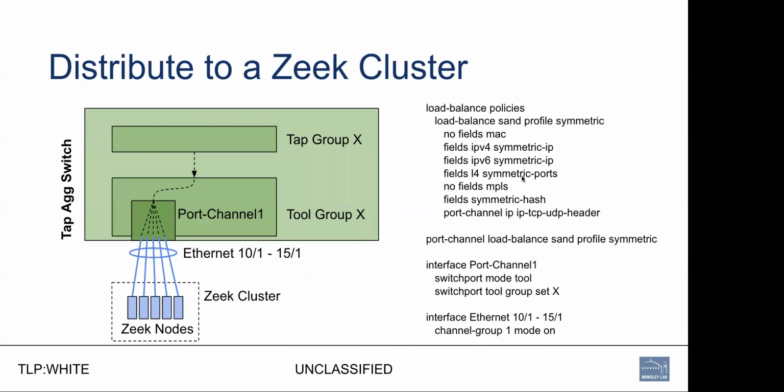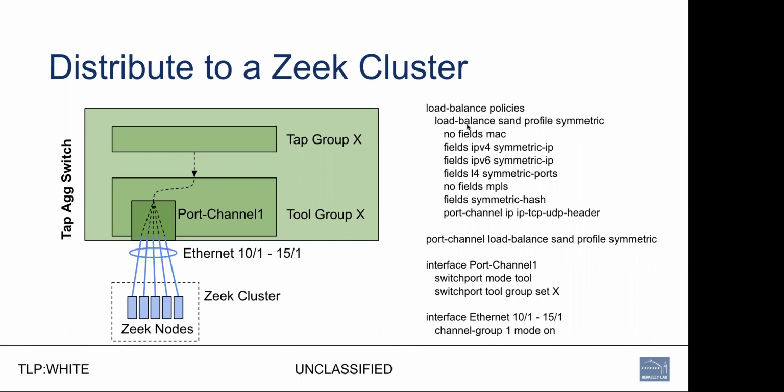But then if you want to do 5 or 10 Zeek nodes in a Zeek cluster and you want to load balance across them, the important thing is to ensure that all the packets for a given connection are sent to the same Zeek node so that it can reassemble that connection properly, and they're not just getting sprayed across all your different interfaces and all your different Zeek nodes. You can do that with something called symmetric hashing.